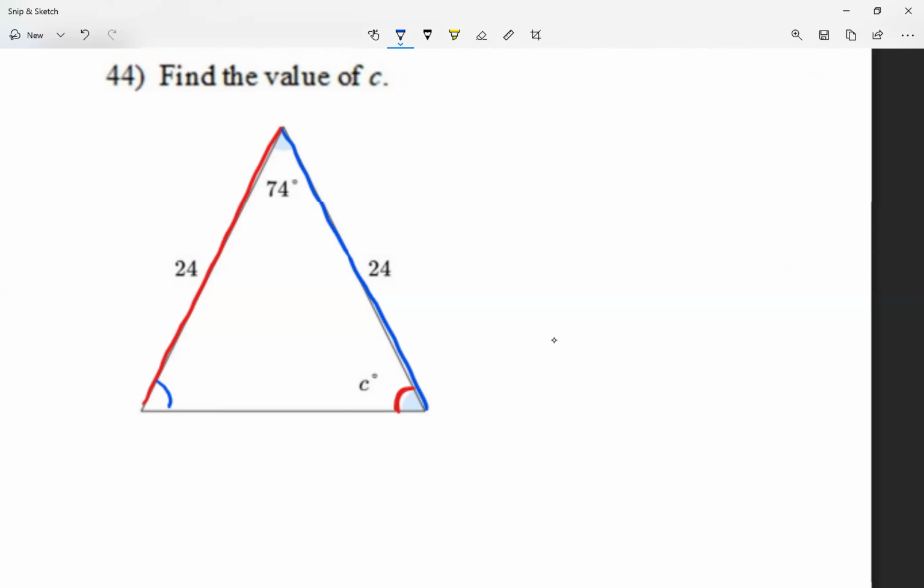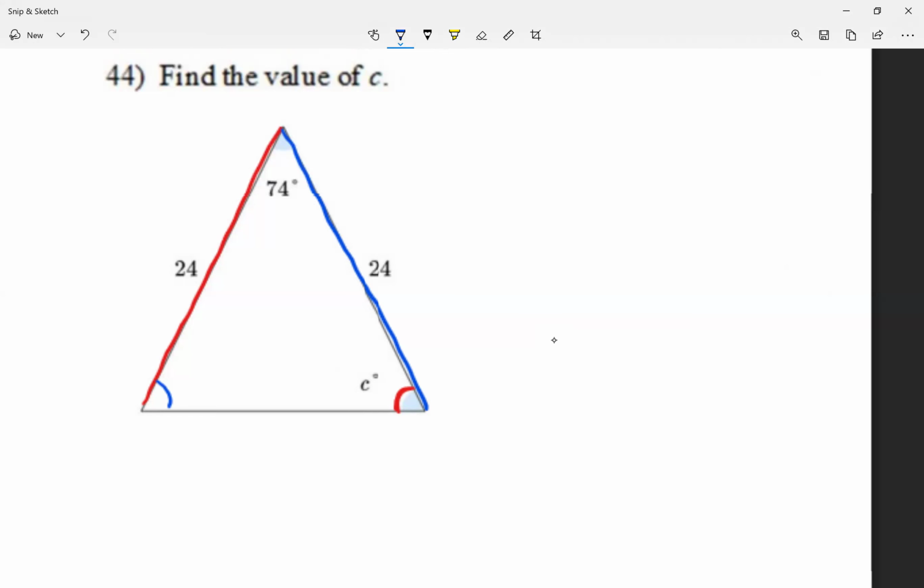If I knew the value of one, guess what? I would know the value of the other one, right? I'm not going to say this is the answer, but if I said the blue angle's 30, well, the red angle's 30, so C equals 30. Like if that was there. But like I said, I'm not going to say this is true. I'm not going to say this is 30. I'll just give you an example.